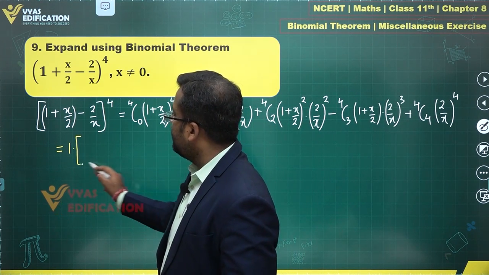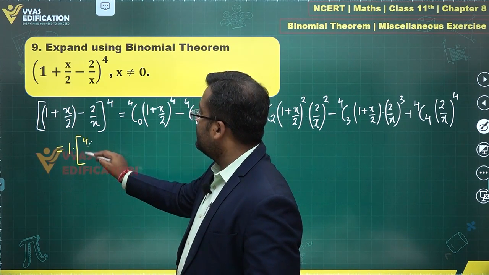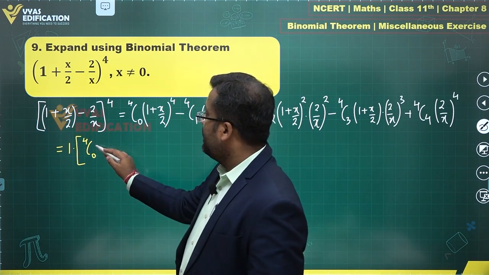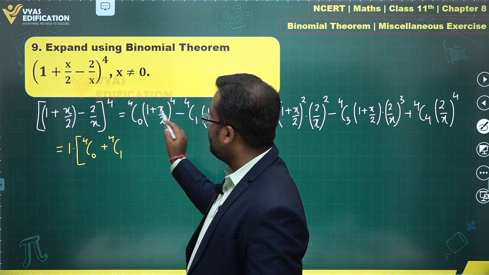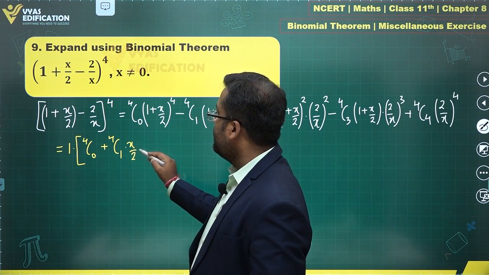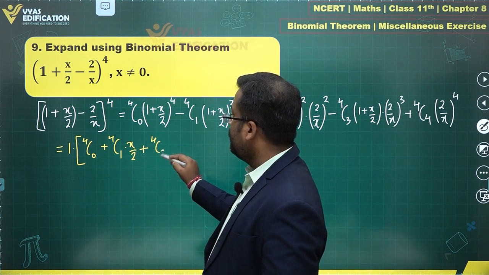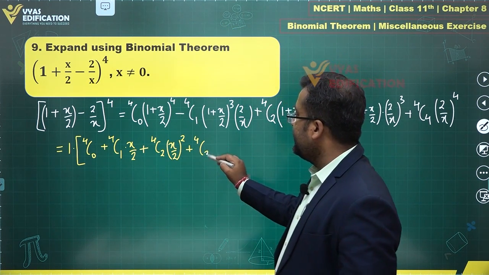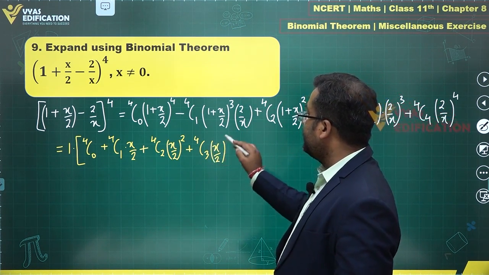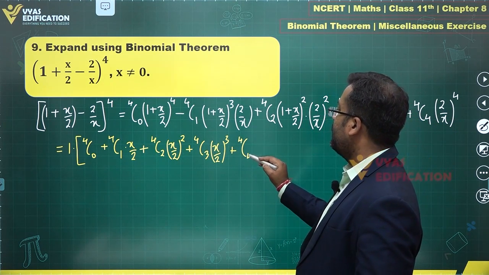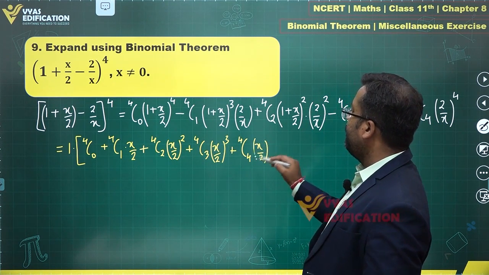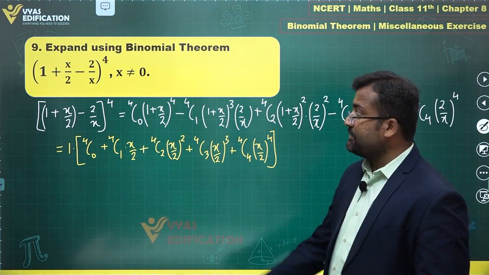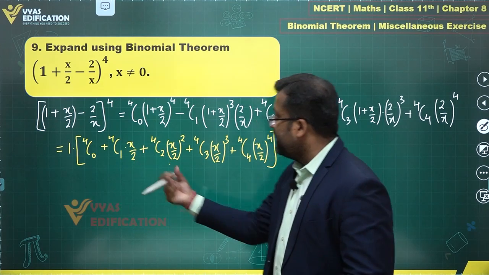Let's do that. This will become 4c0, 1 power 4, which is 1 only, plus 4c1, 1 power 3 times x by 2, plus 4c2, x by 2 whole square, plus 4c3, x by 2 power 3, plus 4c4, x by 2 power 4 is what I'll get over here. This is the first term expanded.